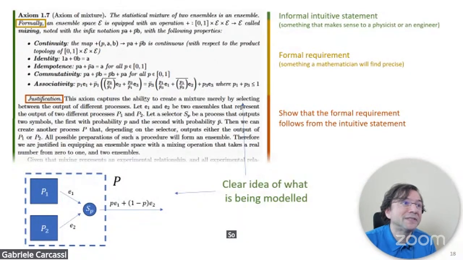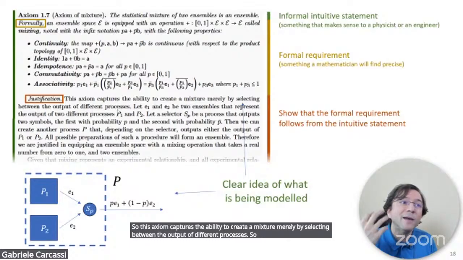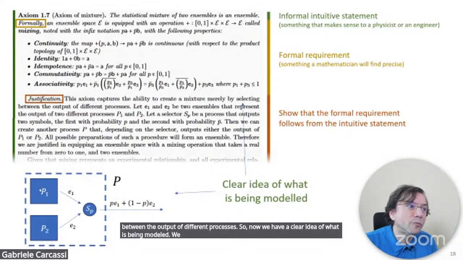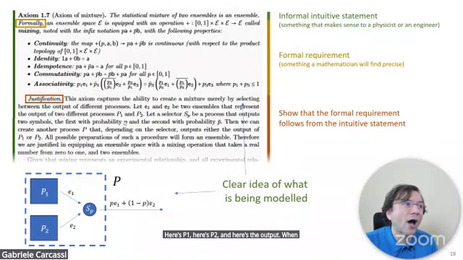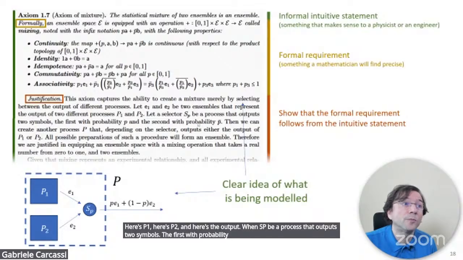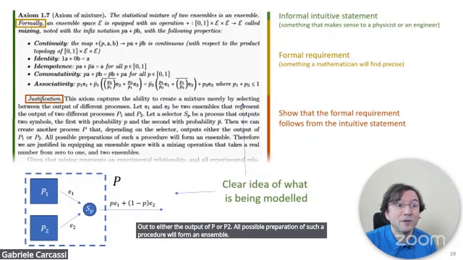So this axiom captures the ability to create a mixture merely by selecting between the output of different processes. So now we have a clear idea of what is being modeled. We have the two processes, and we are creating a process out of those two processes. So let E1 and E2 be two ensembles that represent the output of two different processes, P1 and P2. Here's P1, here's P2, and here's the output. Let SP be a process that outputs two symbols, the first with probability P and the second with probability P bar. Then we can create another process P that, depending on the selector, outputs either the output of P1 or P2. All possible preparations of such a procedure will form an ensemble, because that's what an ensemble is: the infinite collection of all the possible outputs of a procedure.